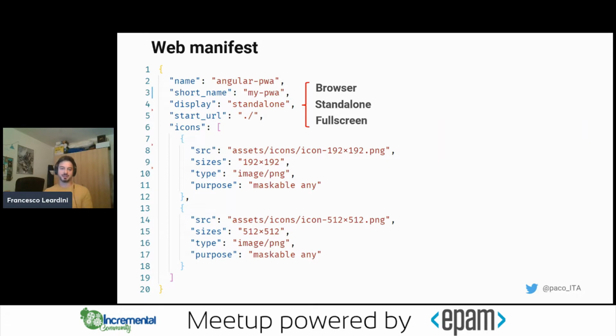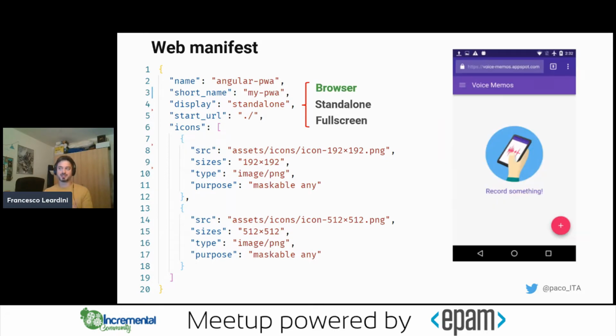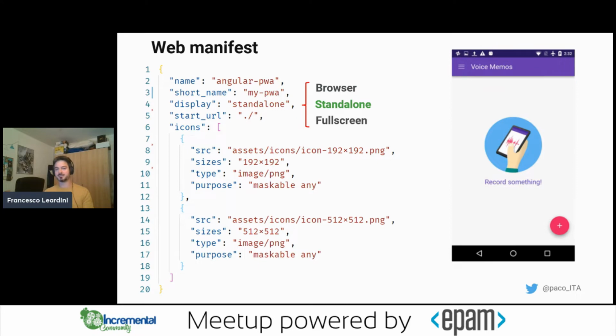There are three different values that we can use. Browser is not very interesting because this is the default experience we get when we access a website with our mobile device. We can see that all the UI elements of the browser are there. Standalone is already more interesting. We can see that the address bar of the browser disappeared.